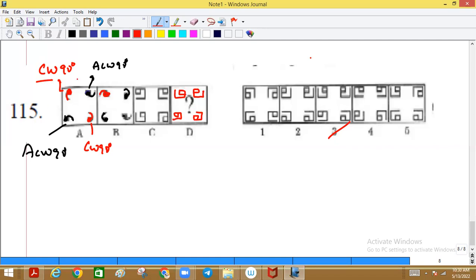So it is again clockwise and anti-clockwise rotation. Got it? So this is analogy questions. This entire thing is non-verbal.